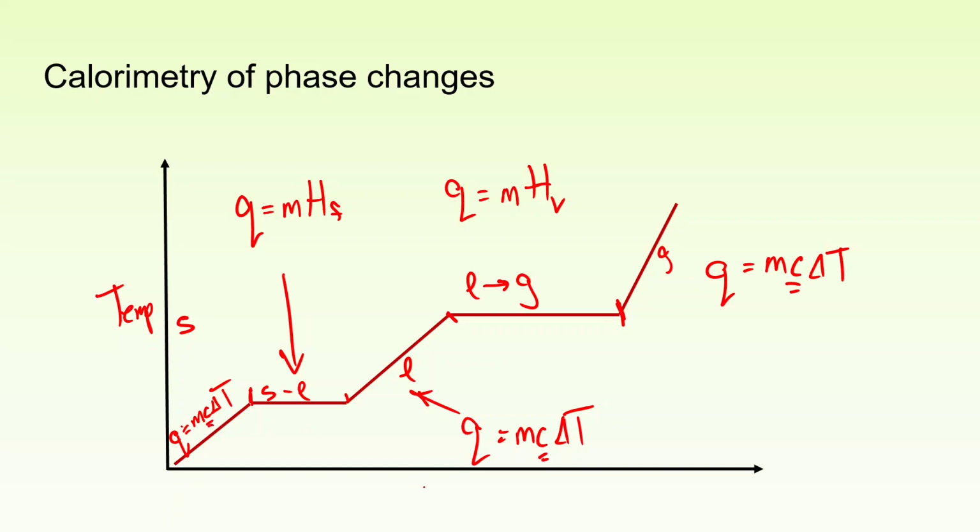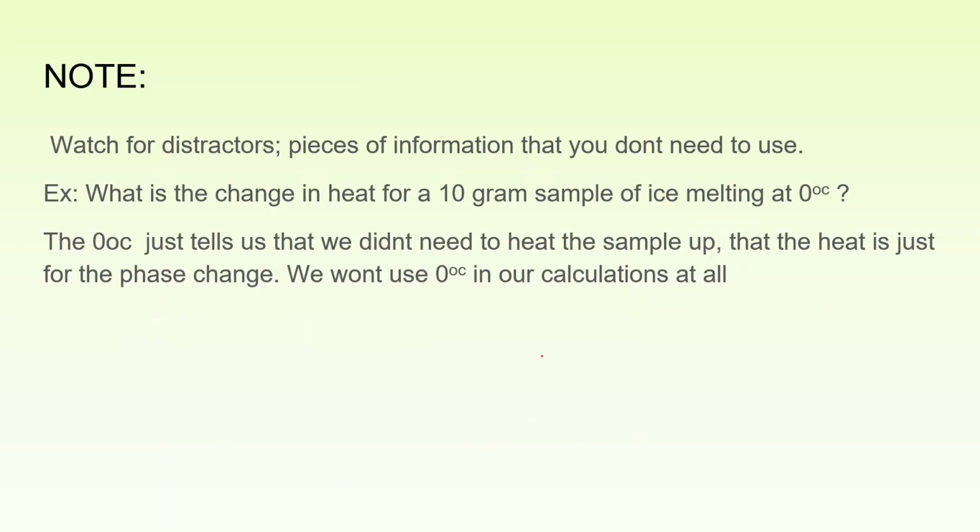All right, most of the time we're going to be taking a look at the liquid part. So this is going to be our go-to, whereas the C value is just off the front of the reference table. Other things to note, watch out for distractors. And what I mean by that is pieces of information that you don't actually have to do anything with.